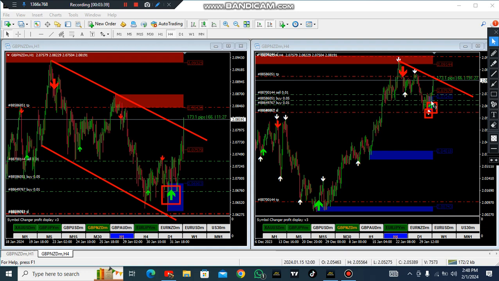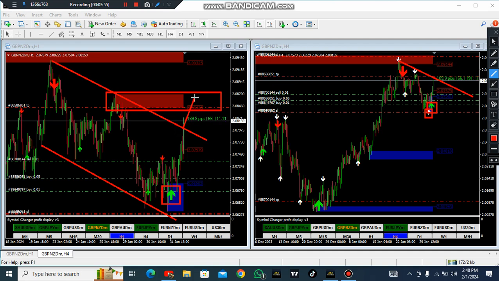Even though it may break above, there is this zone here, which is a demand zone. There is this zone here. I'm sorry, it's a supply zone. There is this zone here. If it breaks, it will break only to come to this supply, and then from this supply it will continue down.